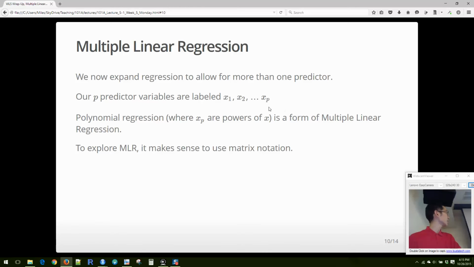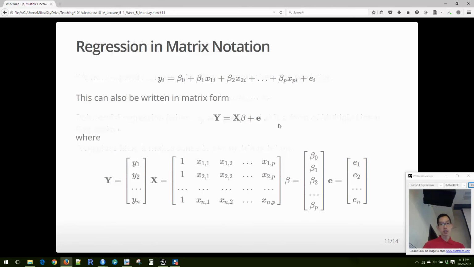Okay, so basically we're just going to expand linear regression to allow for more than one predictor. So rather than just having one x, you can now have p predictors, so p x variables. And polynomial regression is a form of multiple linear regression. Basically, the different predictors are just powers of x. And we're going to use matrix notation.